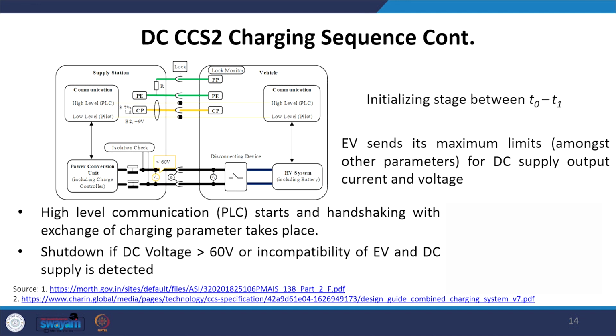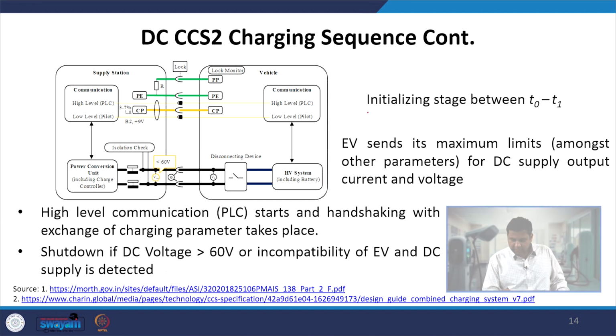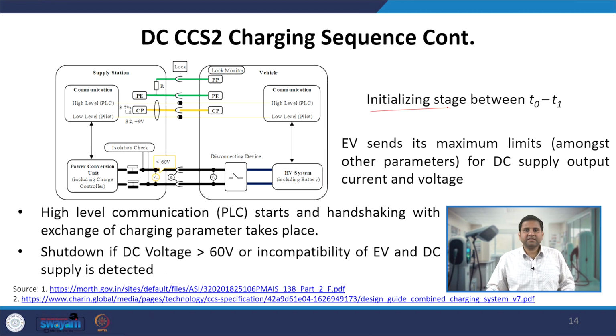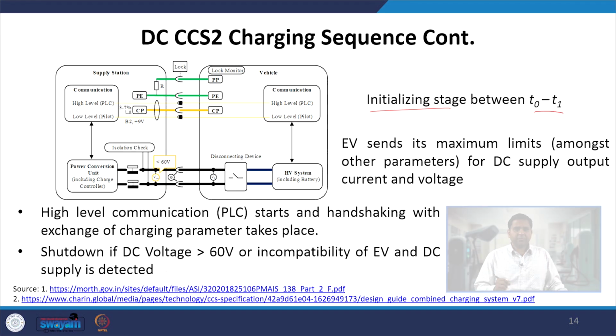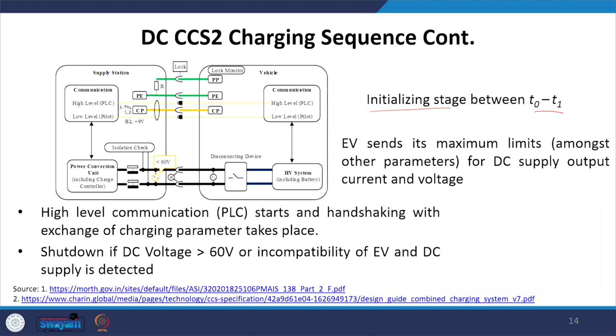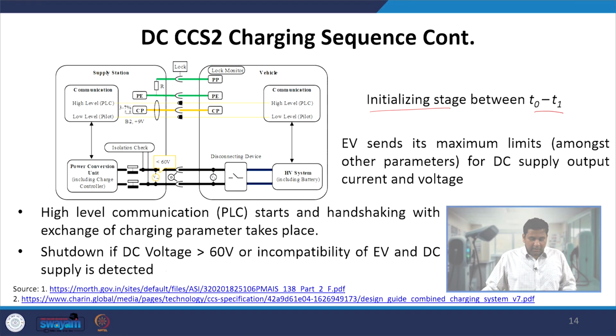Once the vehicle is immobilized and enters stage B1, the next state is start, the initialization stage between T0 and T1. During this time the S1 switch is connected to the oscillator, and that is when it goes into the B2 stage. Since it is a DC charging system, the oscillator will have pulse width modulation with 3 to 7% duty ratio.